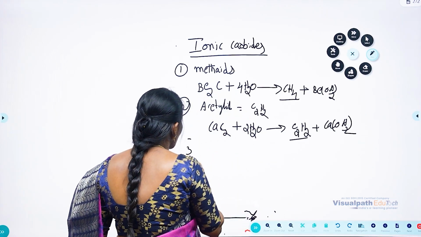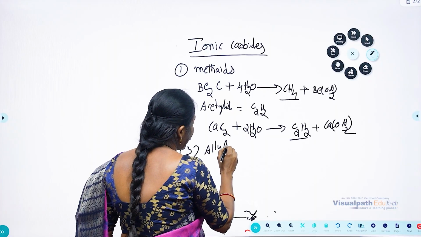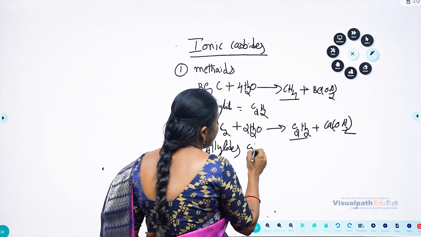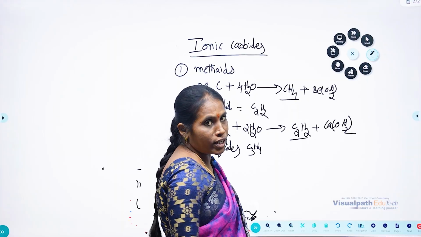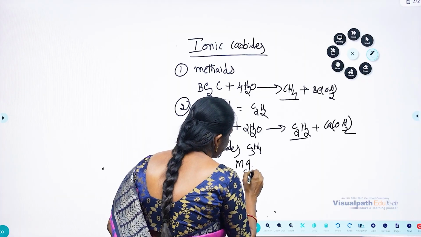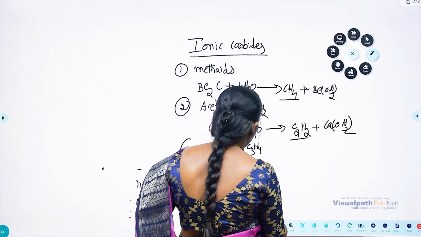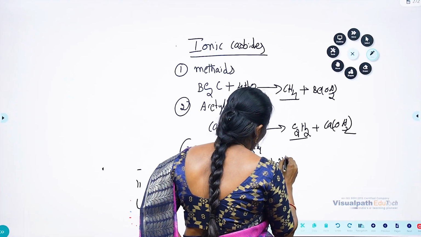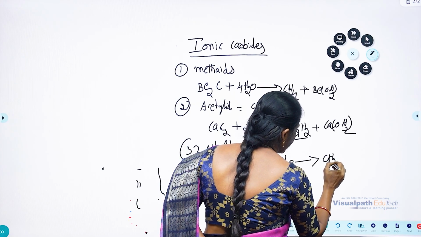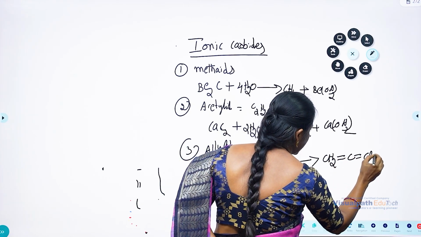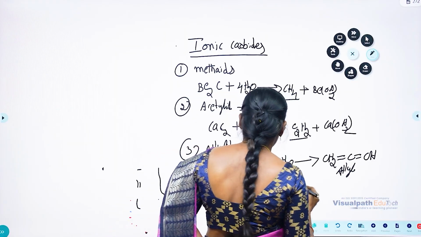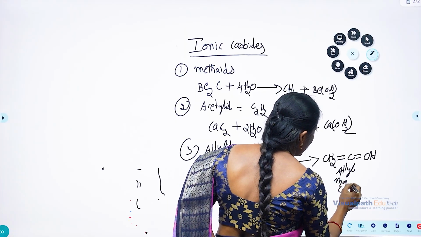And next one is the formation of the allylides. So allylides means here the C3H4 molecule. So here magnesium carbide reacts with water molecule. It forms the double bond C, double bond CH, it is the allyl group. So formation of the allyl is known as allylides, and the remaining is Mg(OH)2.